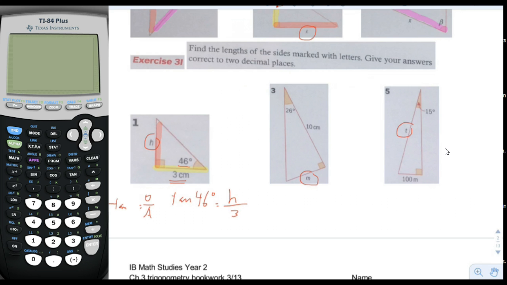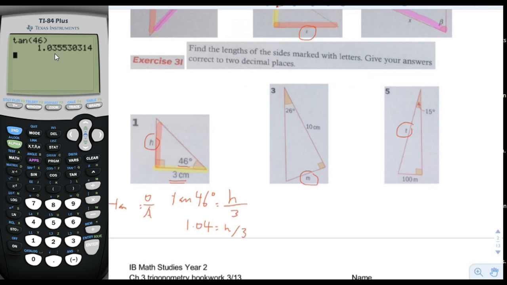Then we can actually find the tangent of 46. You have to do that on the calculator. It's the first time we're going to use the calculator to figure out a trig function. We just press tangent, and then we do 46. If you've ever done this on a non-TI-84, you'll notice that the order is different. Usually in another calculator, you'll put the angle first, and then press tangent. In this calculator, you press tangent first, and then the angle. We get 1.04, so 1.04 is equal to h divided by 3.